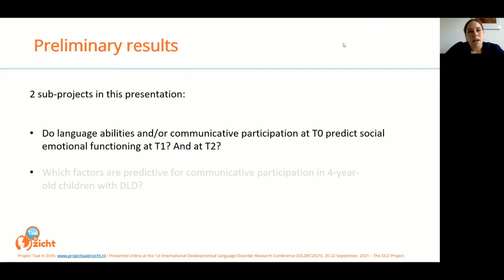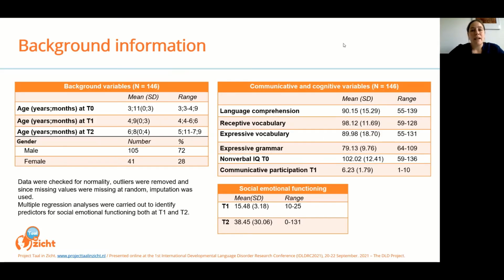So the first question that I'll be answering is, do language abilities and or communicative participation at T0 predict social emotional functioning at T1 and at T2? I'll present these results first, and then I'll dive into the second question. So before we dive into the results, I'll share some background info with you first, and then I'll show you the regression analysis. So as mentioned, we've used data from different time points.